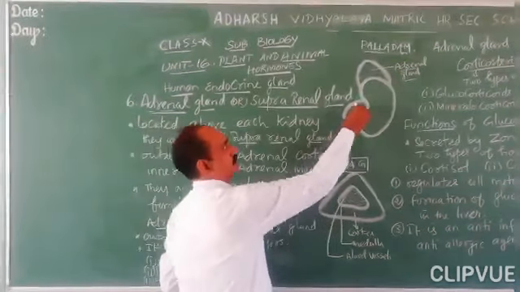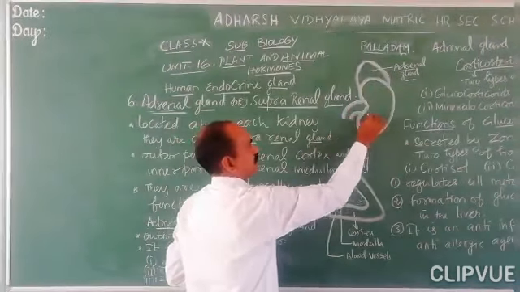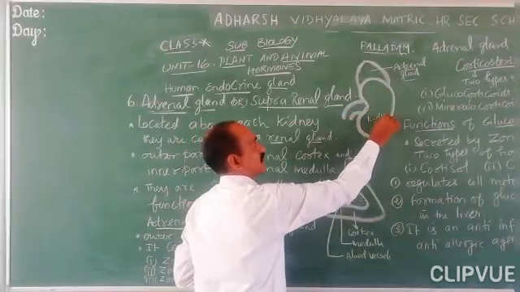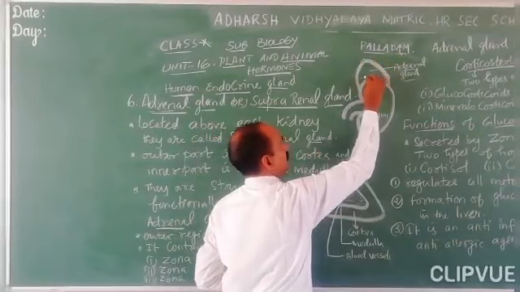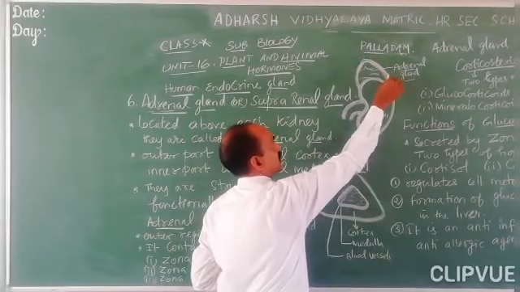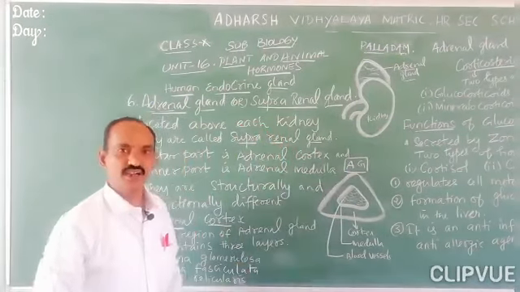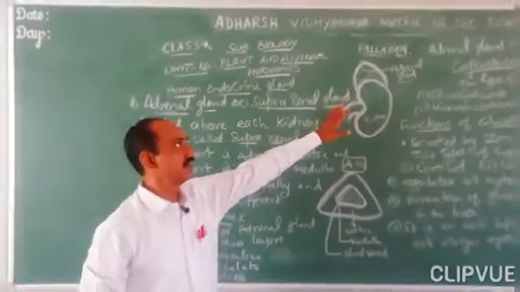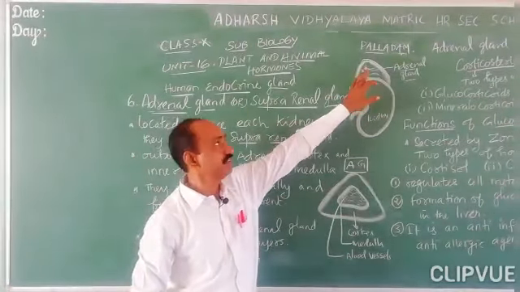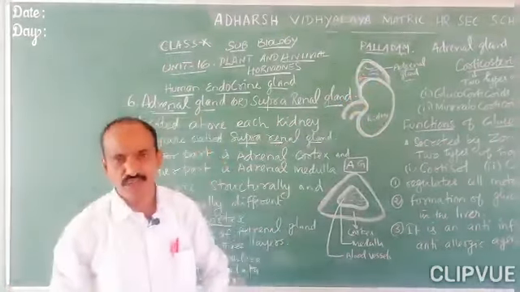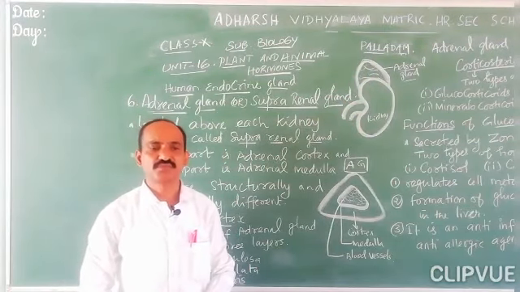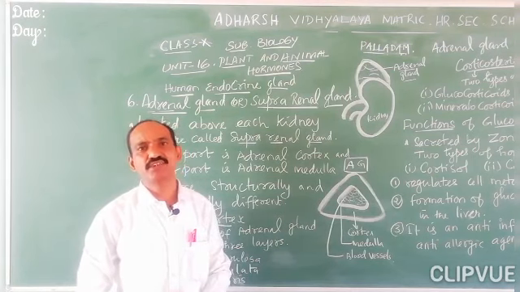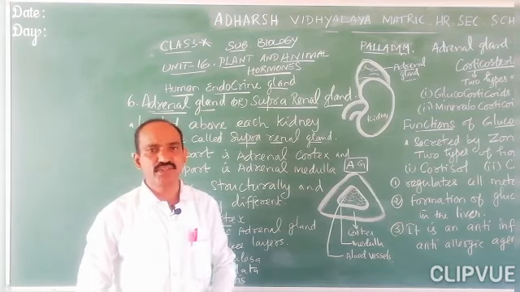You see this, this one is kidney. At the top of the kidney it is like a cap-like structure. This one is adrenal gland. We have a pair of kidneys, that is we have 2 kidneys. They are located in the pelvic region.